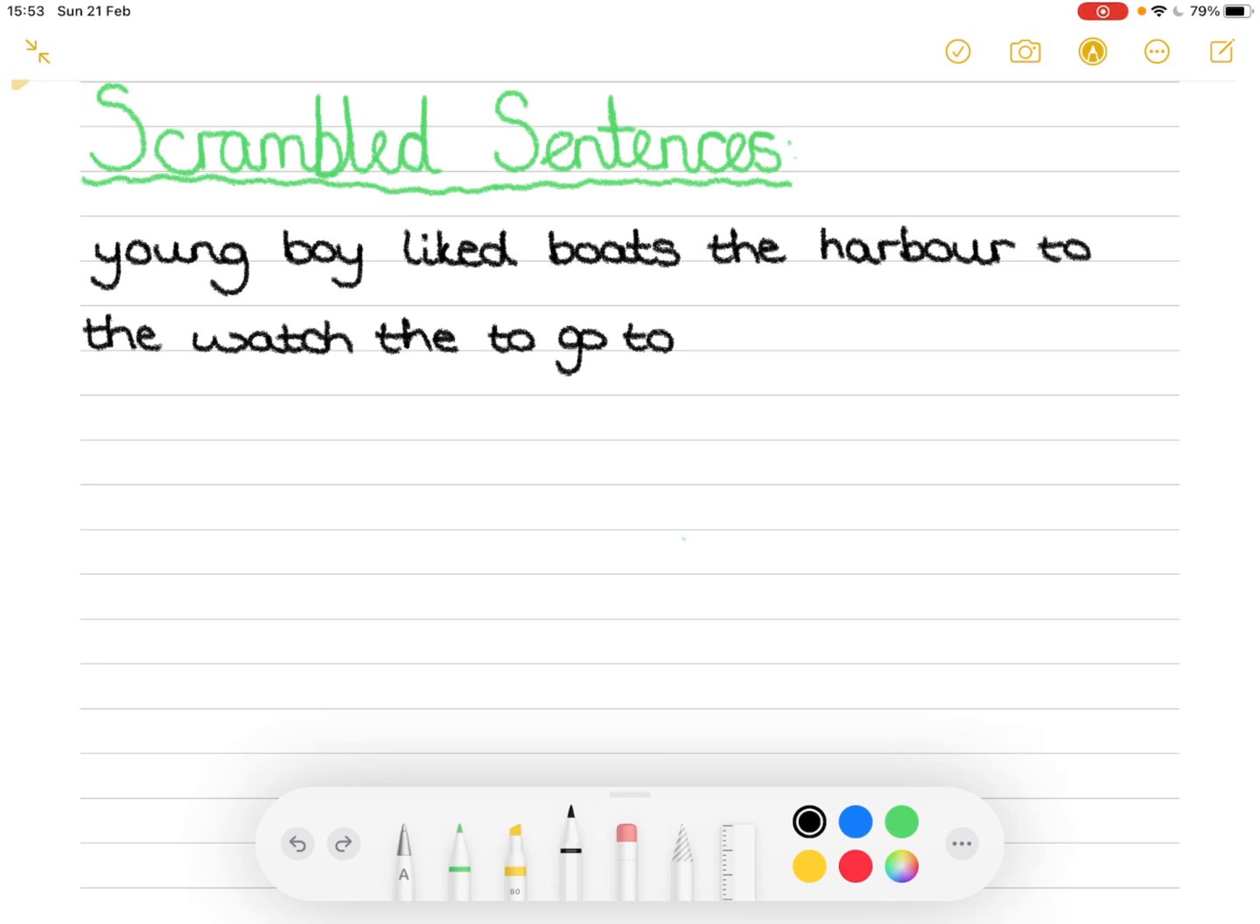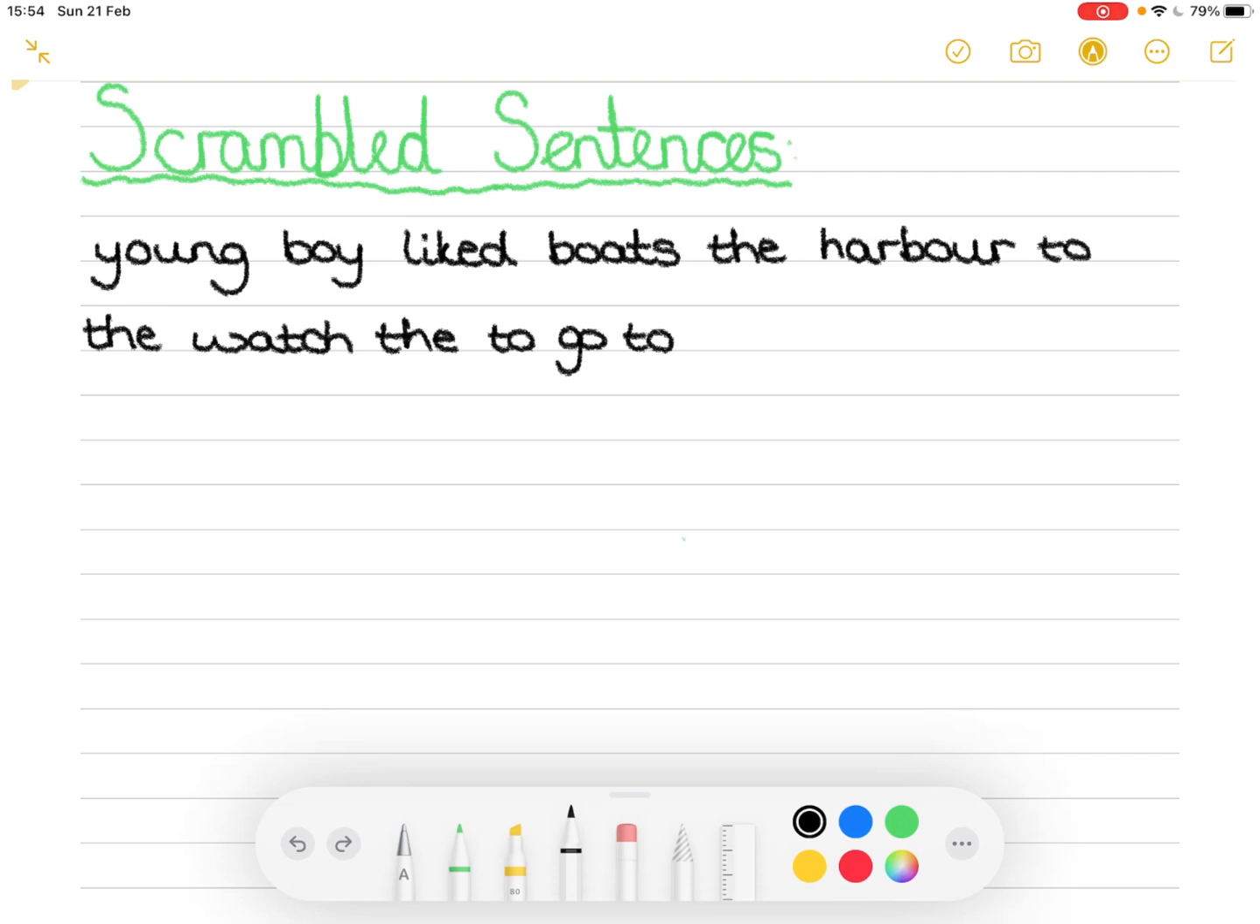Young boy liked boats to the harbour, to the watch, to go to. Makes no sense at all. It sounds like I'm speaking an alien language. So what we need to do is use all of these words. We're not going to get rid of any, but we are going to reorder them so that they make sense.